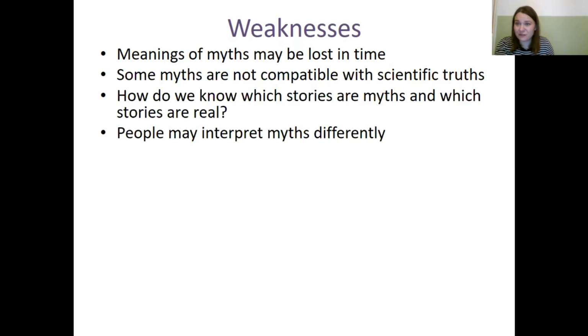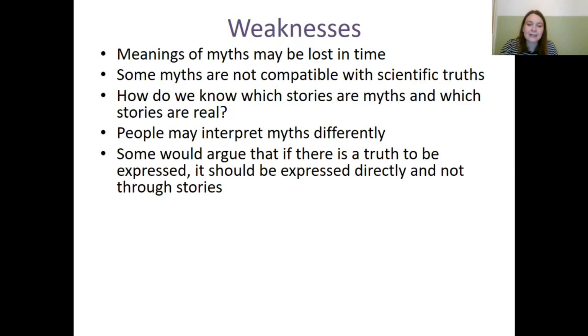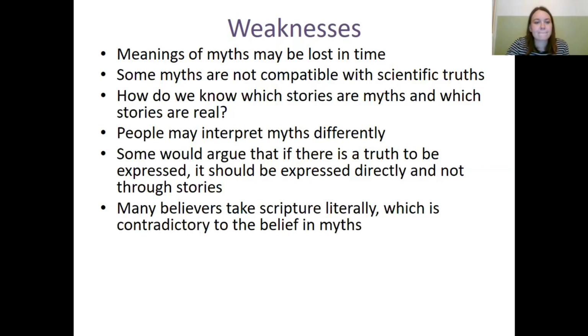People interpret myths differently, and so how can they convey an objective truth if they are themselves subjective and everyone reads them differently? Some people would argue that if there is a truth to be expressed, it should be expressed directly. So if you're trying to say God is your provider, just say God is your provider. Don't tell a story about a little boy sharing his 5 loaves and 3 fishes and it feeding 5,000 people. You don't need to say that. You can just say God is a provider.